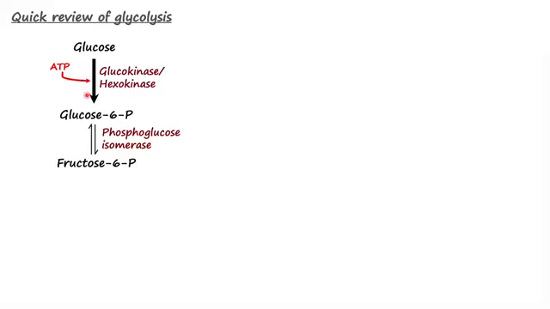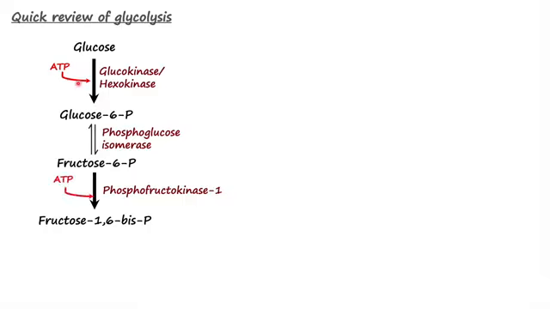Second, glucose 6-phosphate is converted to fructose 6-phosphate. Fructose 6-phosphate is then subsequently converted into fructose 1,6-bisphosphate with the help of enzyme phosphofructokinase 1 at the expense of ATP, and this is the energy investment phase.